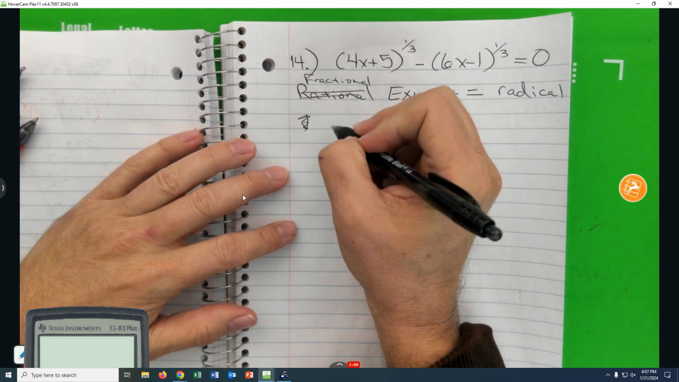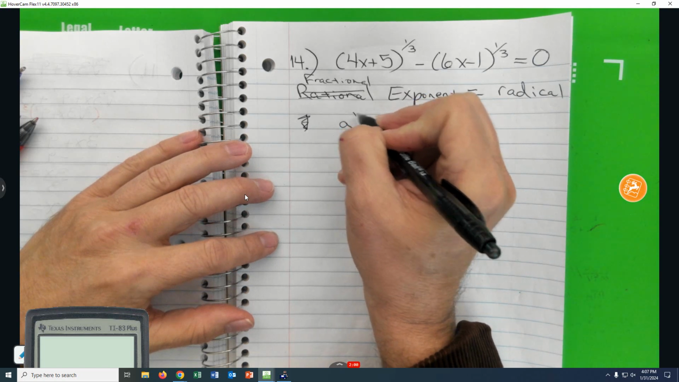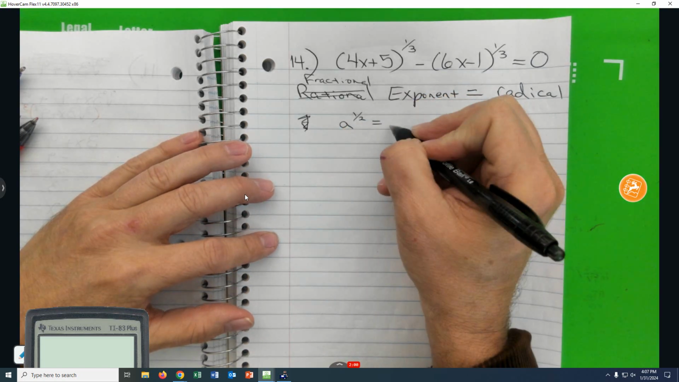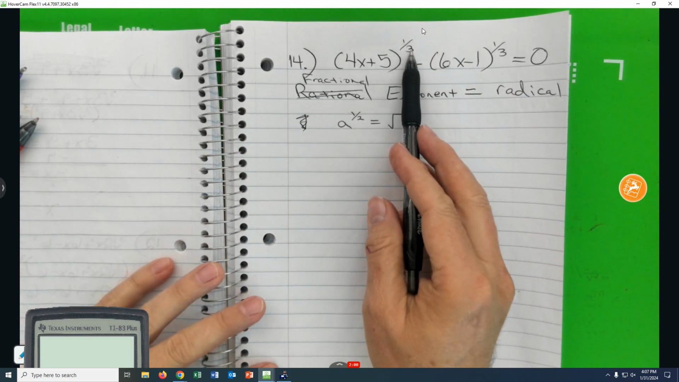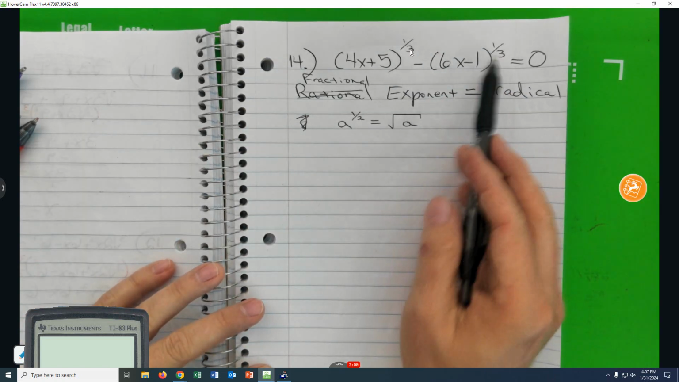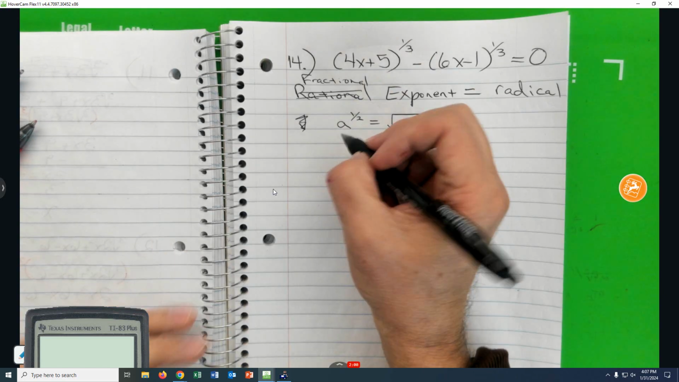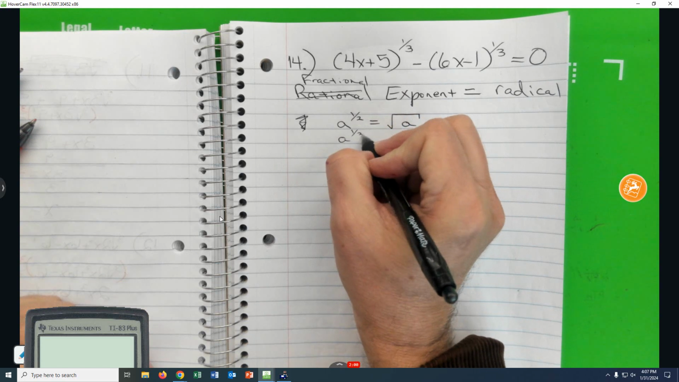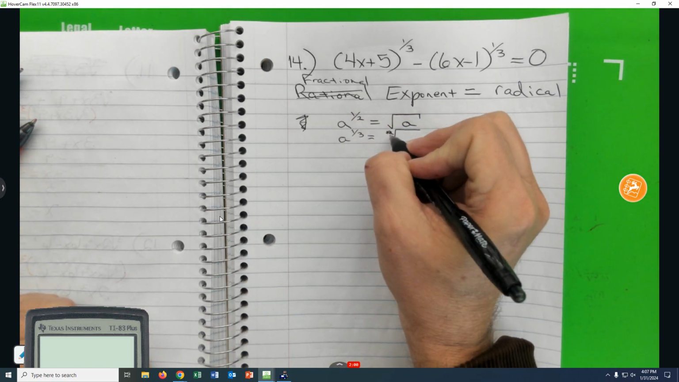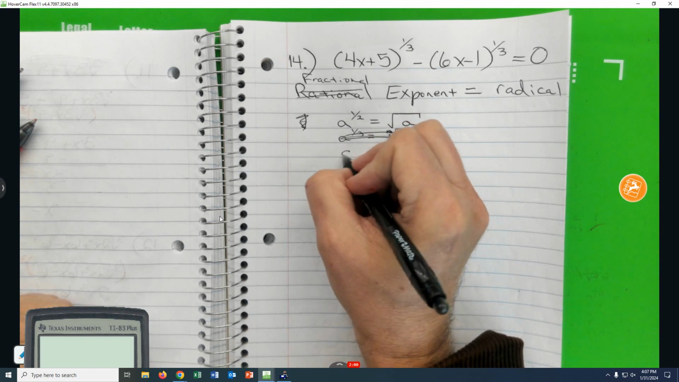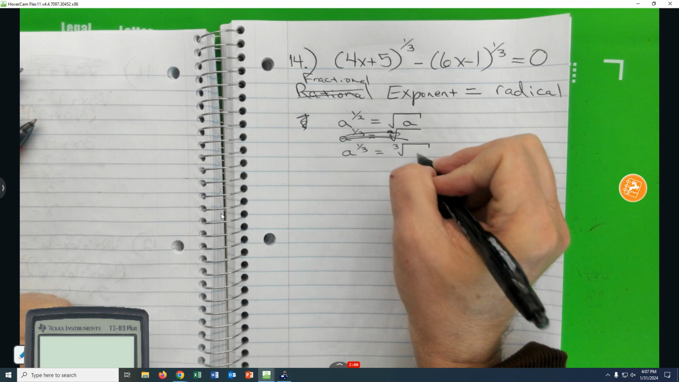I'm going to start with an exponent of 1/2. A to the 1/2 is defined to be just the square root of A. If that had been an exponent of 1/2, then you'd be looking at the square root of that quantity. An exponent of 1/3 is the same thing as a cube root. A to the 1/3 is the same thing as the cube root of A.